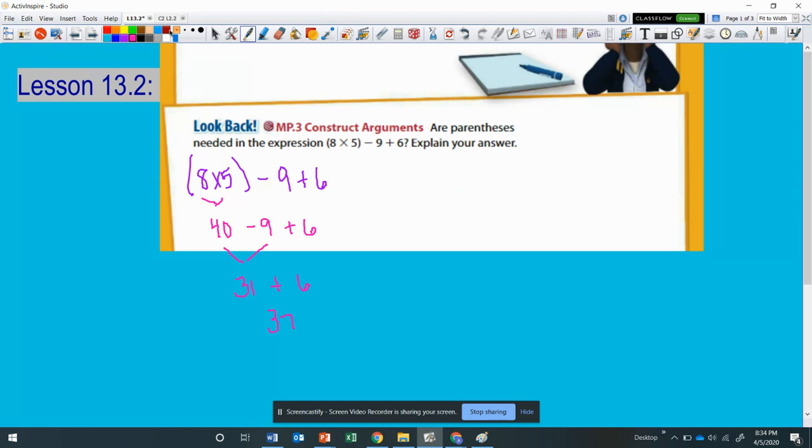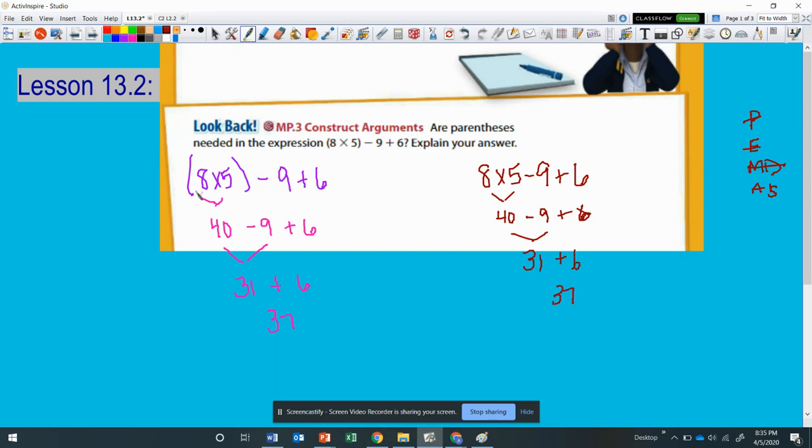Okay, now we're going to do this problem as if the parentheses weren't there. 8 times 5 minus 9 plus 6. Okay, order of operations. Again, there's no parentheses. There's no exponents. So we're going to now multiply and divide. So multiplication comes first. 8 times 5 is 40. Minus 9 plus 6. There's no more multiplying and dividing. Now we're going to add and subtract in order. So we have to do the subtraction first. And 31 plus 6 is 37.